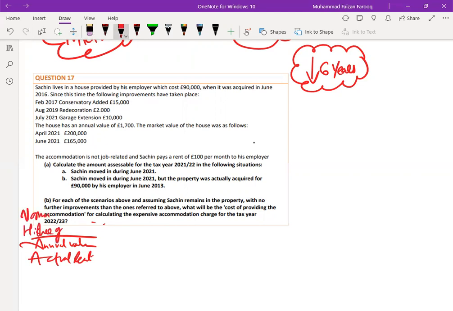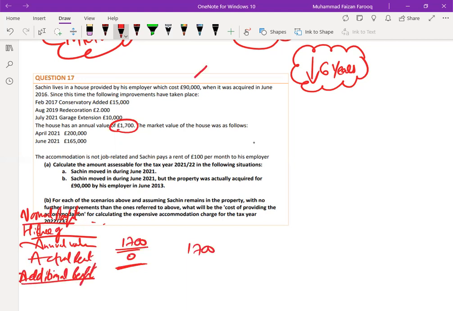Annual value is how much? 1,700 pounds. Actual rent is not given, so the higher of is 1,700, right? Yes. Okay, we have to calculate additional benefit, right? Yes, because the cost is above 75,000. We are considering the cost while we decide whether to calculate additional benefit or not.